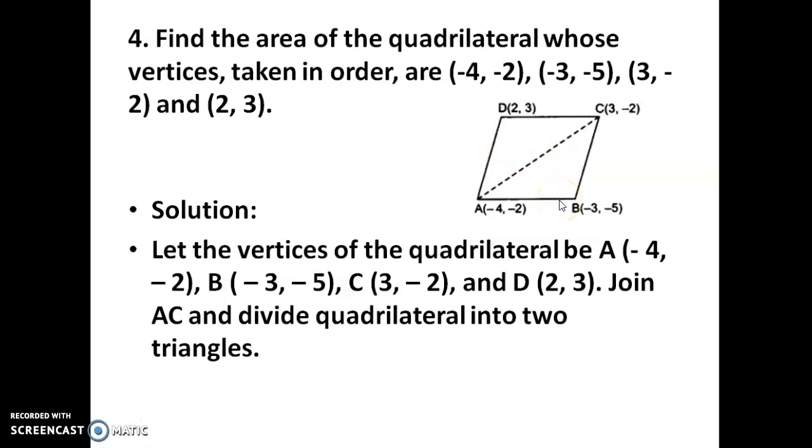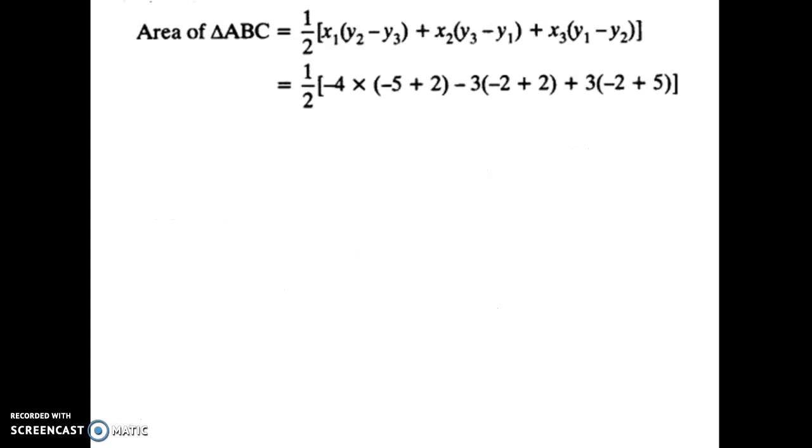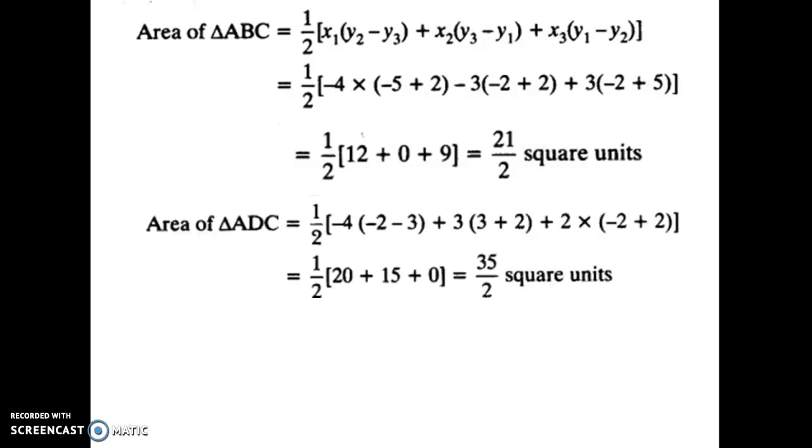Now you can find the area of the two triangles. Substitute in the formula for triangle ABC. The coordinates of ABC alone we take as one triangle and substitute in the formula. After solving we got 21/2 square units. Then one more triangle, ADC. For the other triangle we substitute the coordinates of A, D and C. You have to carefully take the coordinates of the side and then substitute. So we are getting 35/2 square units.